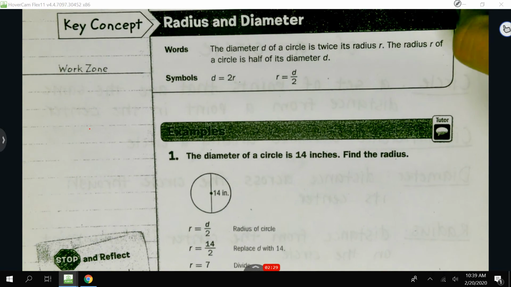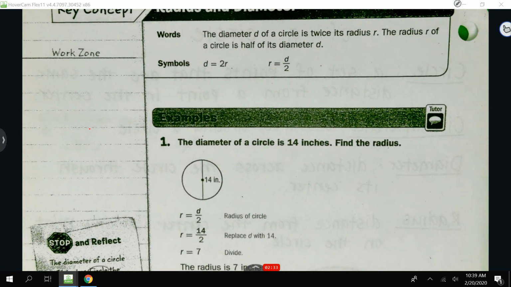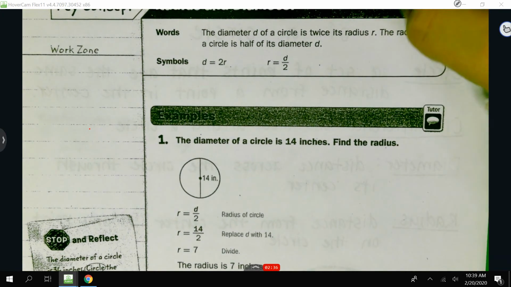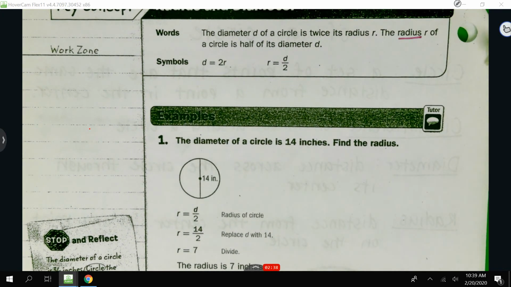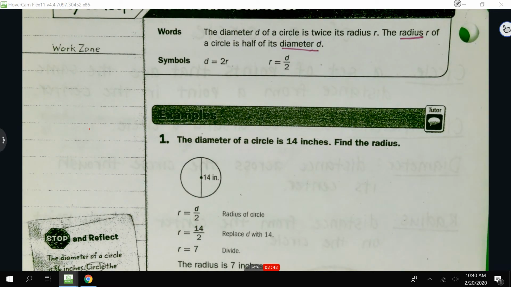Up there at the top, you have your definitions again, and you have your formulas. So anytime you see R, remember that stands for radius. Anytime you see D, that stands for your diameter.